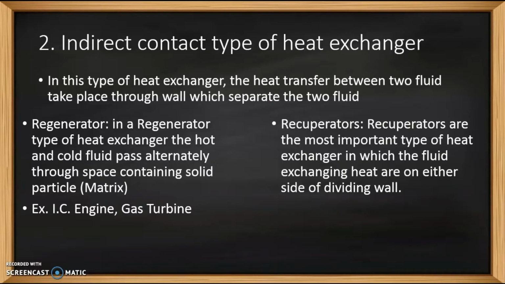Recuperators are the most important types of heat exchanger, in which the fluids exchanging heat are on either side of a dividing wall. It means it does not change sides, and it does not have any rotating elements compared to regenerators. Examples are automobile radiators and oil coolers. Now let us discuss both types of heat exchanger using some standard diagrams.